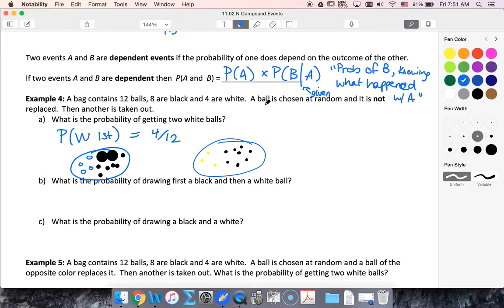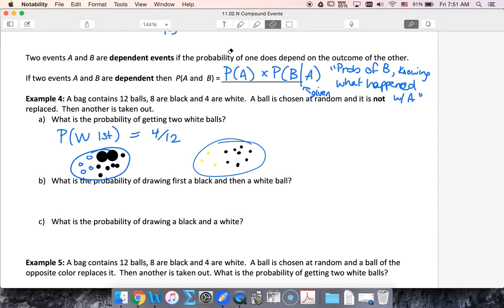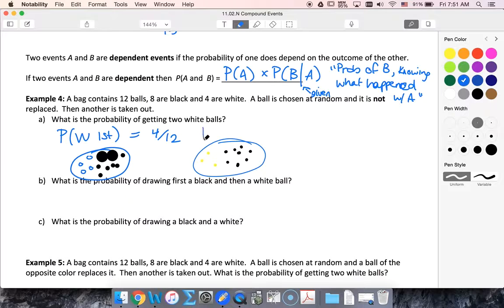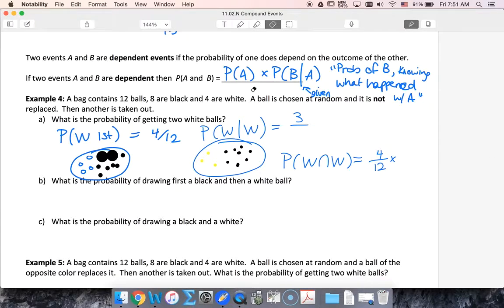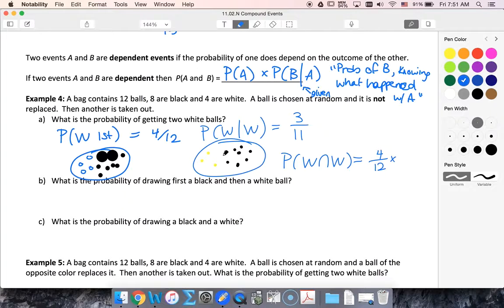So the probability of getting a white, given that I got a white first, that's now going to be 3 out of 9. So that means my probability of drawing white and white again is going to be 4 out of 12 times, not 3 out of 9. Sorry, I have 11 because I have my 8 black and 3 white. So 3 out of 11. So notice my 4 turned to 3, my 12 turned to 11 because the first one I picked was white.